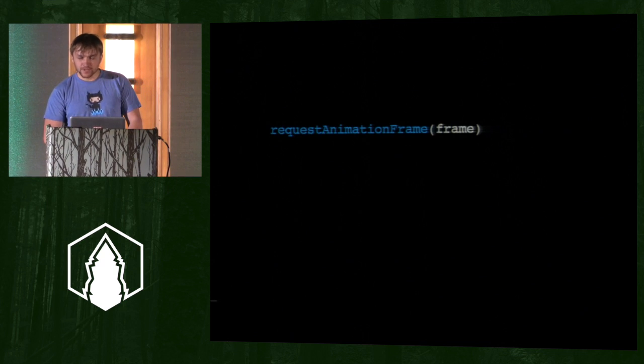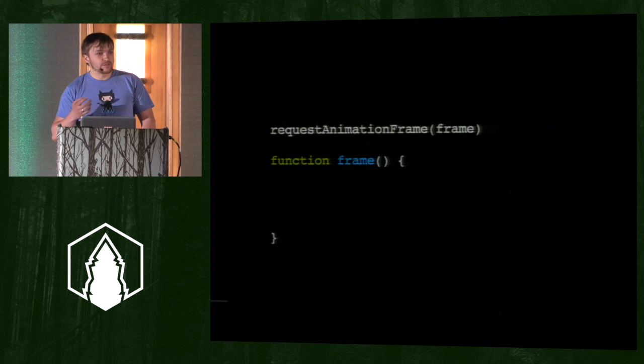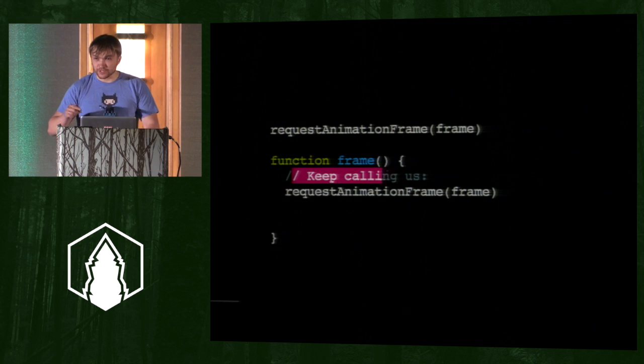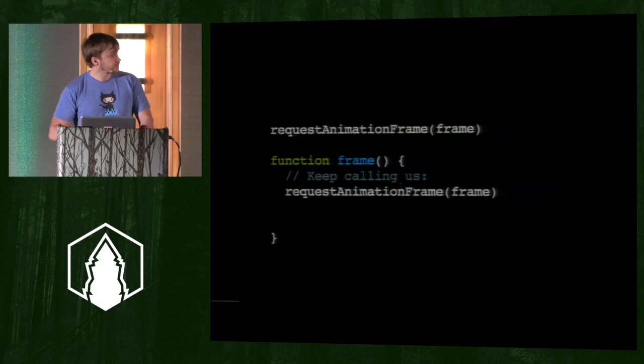Request animation frame is just a browser API. It takes one function, a callback. The browser will call your callback before next repaint event. Normally, you would use this API like so. You will ask the browser to call your callback, and then, inside the callback, you will keep asking the browser to call you over and over again. And this will form an infinite rendering loop.